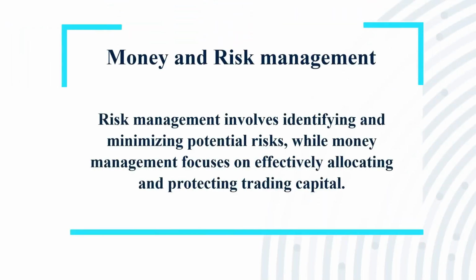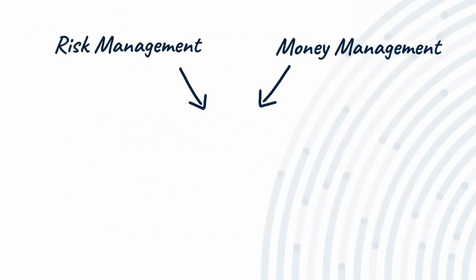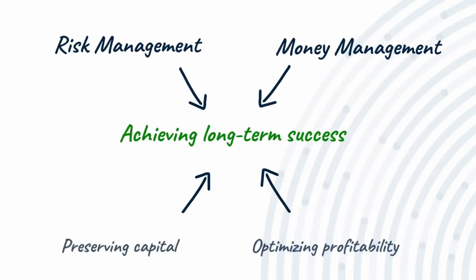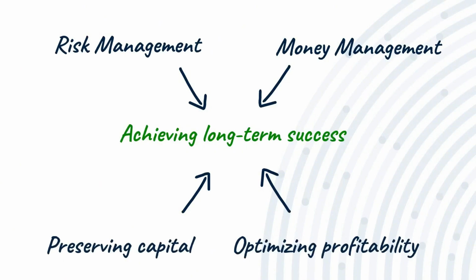What is money and risk management? Risk management involves identifying and minimizing potential risks, while money management focuses on effectively allocating and protecting trading capital. They both serve the same purpose, which is achieving long-term success by preserving capital and optimizing profitability.